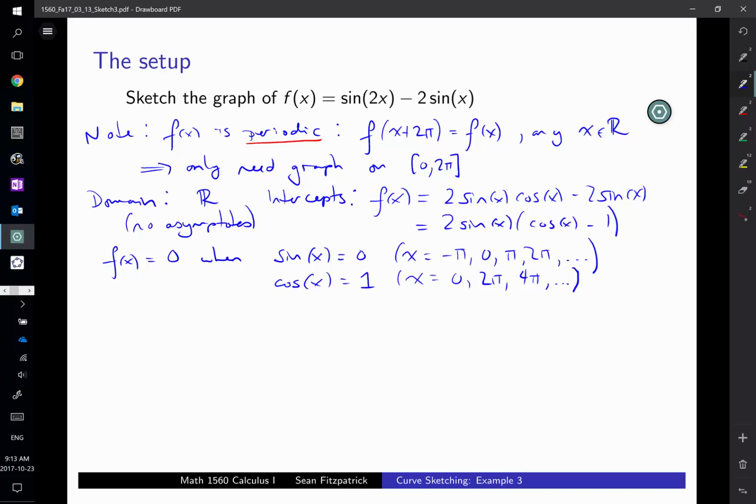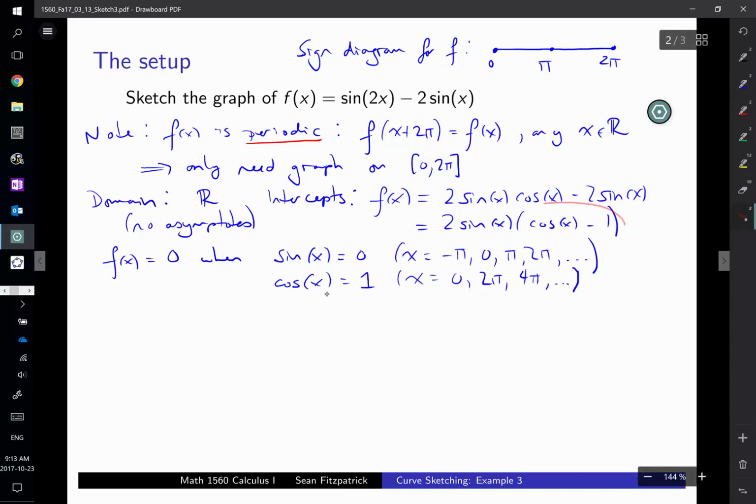The only other thing we might want to do is, can we do a sign diagram for f? That's a little bit trickier. If we want to do a sign diagram for f, we're just going to do it between 0 and 2 pi, because remember the graph repeats. So we have zeros at 0, pi, and 2 pi, and so between 0 and pi, actually notice cos x minus 1, right? Cos x is less than or equal to 1. So cos x minus 1, this term here, is negative except at 0 and 2 pi. So this term is always negative except at the endpoints.